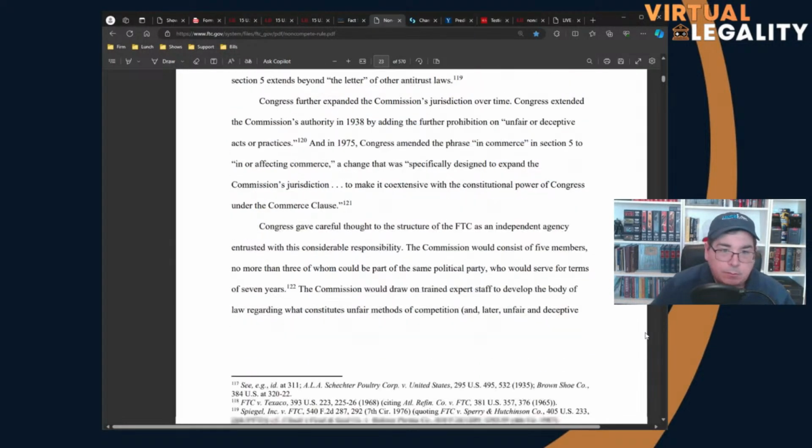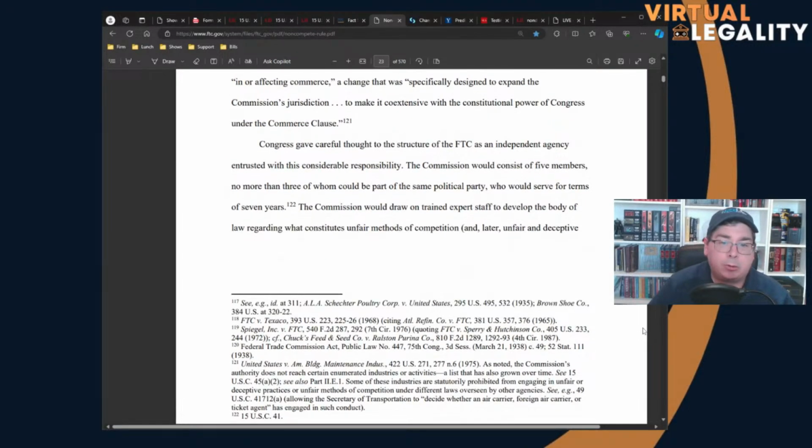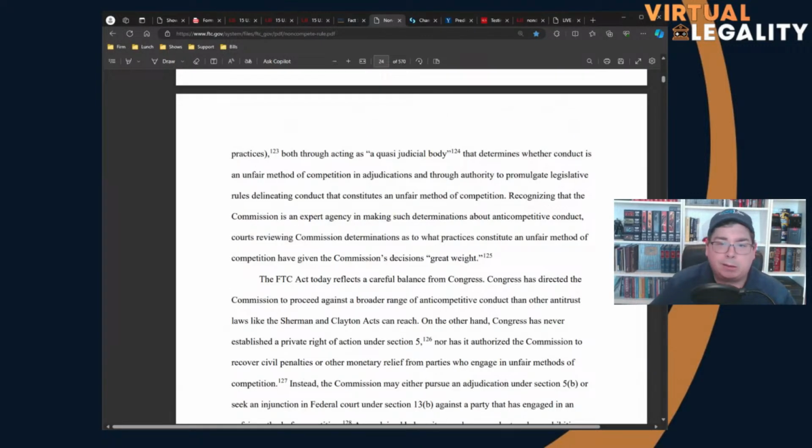Congress gave careful thought to the structure of the FTC as an independent agency entrusted with considerable responsibility. The Commission would consist of 5 members, no more than 3 of whom could be part of the same political party, who would serve for terms of 7 years. The Commission would draw on trained expert staff to develop the body of law regarding what constitutes unfair methods of competition and later unfair and deceptive practices, both through acting as a quasi-judicial body that determines whether conduct is an unfair method of competition in adjudications, and through authority to promulgate legislative rules delineating conduct that constitutes an unfair method of competition. That's the rules provision that we were just looking at.